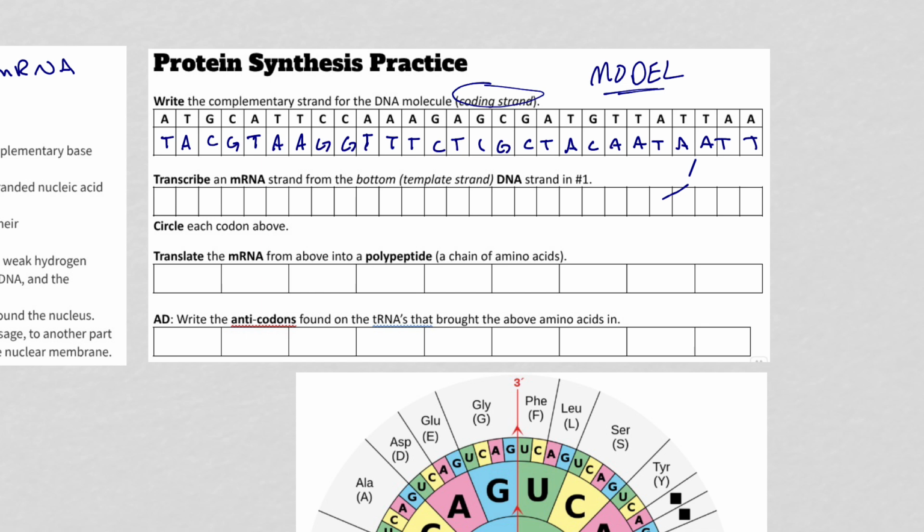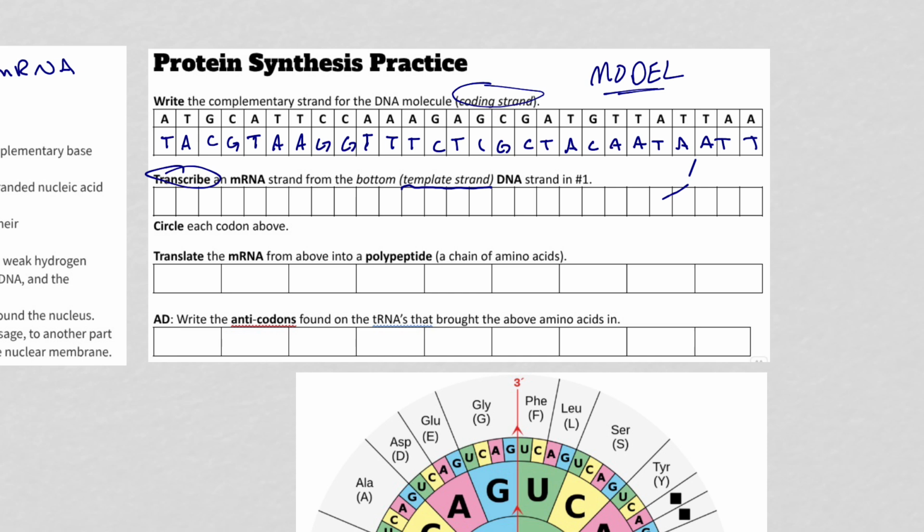All right, so yours should look like mine. Okay, so let's do transcription now. So we're going to transcribe an mRNA strand from the bottom DNA strand that we just made. This bottom DNA strand is what we call the template strand. A template is something you use to make something else. All right? You may have a template of a project, and you make your project kind of look like that one. That's why it's called a template strand.